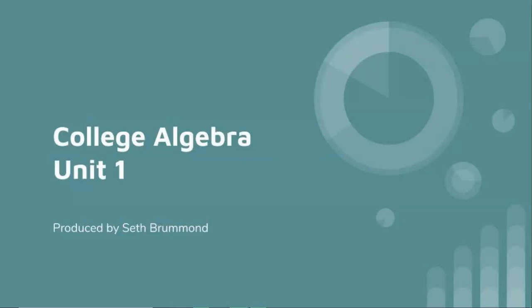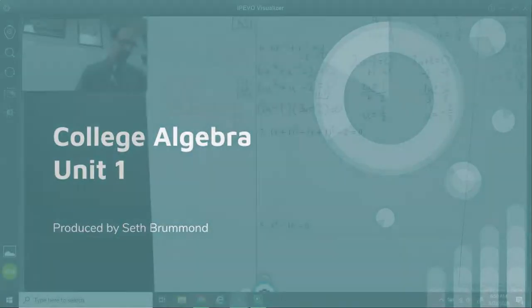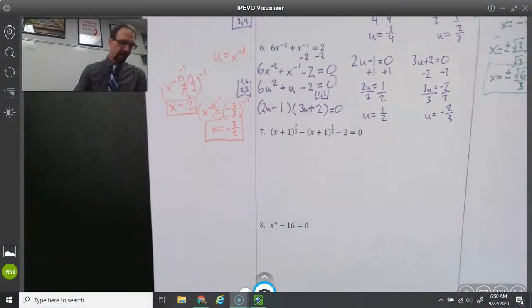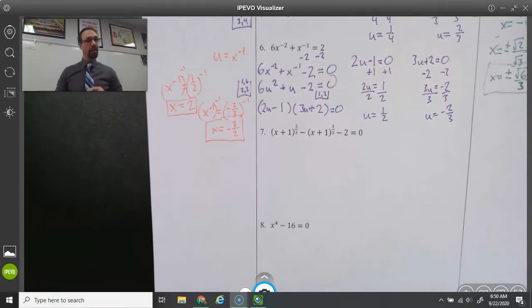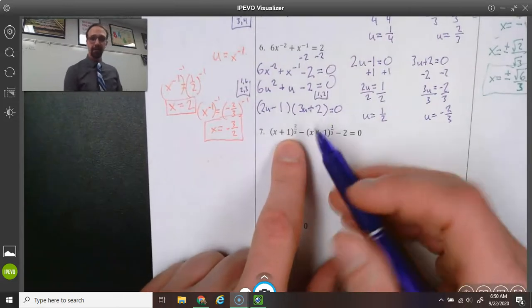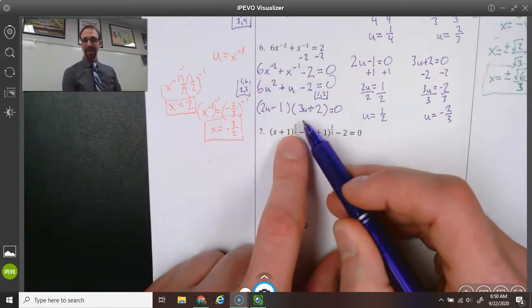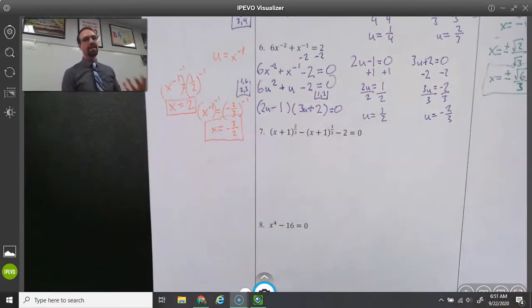Hi friends, this is Unit 1 Day 6, Solving Equations in Quadratic Form. Example 7 is a little bit dicey. We now have x plus 1 in parentheses, raised to the 2/3 power, and to the 1/3 power. Notice this is looking very close to quadratic form because we have something raised to some second degree and some first degree. The issue is that it's two-thirds and 1/3.